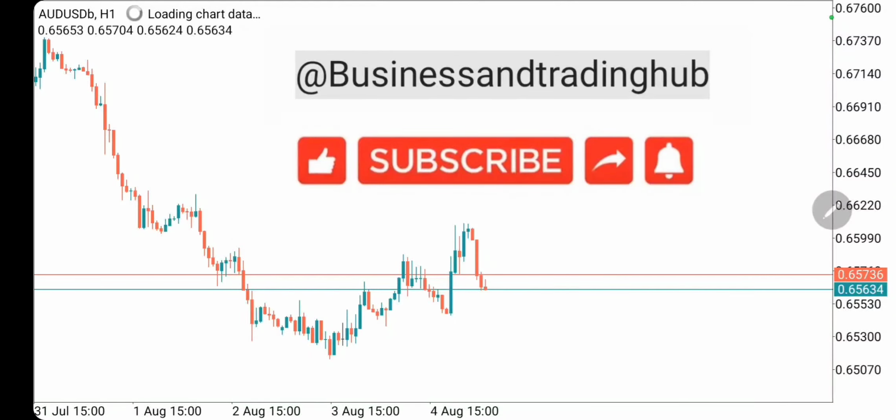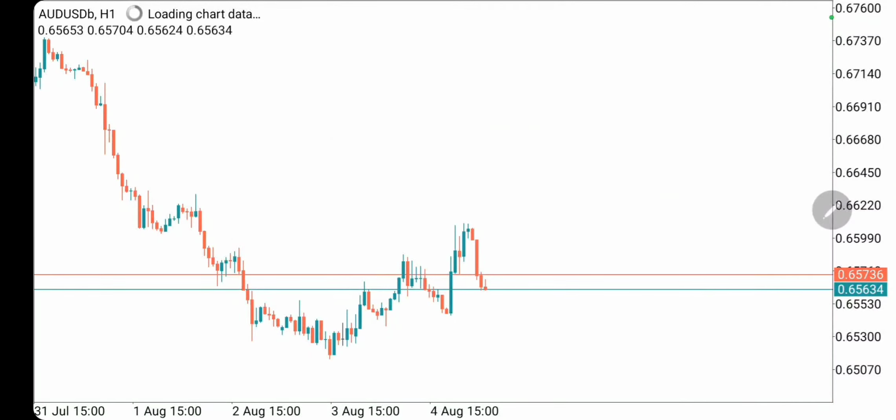Today I want to share with you how to get entry confirmations while trading supply and demand zones, or even smart money concepts.